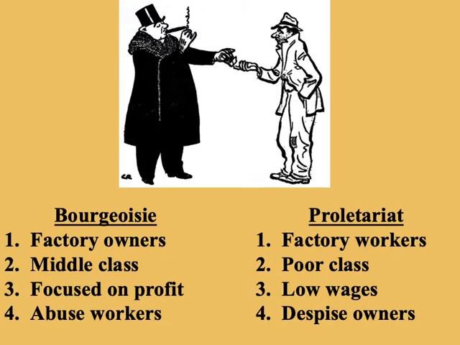The bourgeoisie are, of course, the factory owners, more members of the middle class, not the ancient aristocracy. They're focused on profit, and they have a habit of abusing the workers, according to Marx. The proletariat, these factory workers from the poorer class, live on low wages and despise their owners. So the big 3 points of contention between labor and management, between the proletariat and the bourgeoisie, are wages, hours, and conditions, with the proletariat, of course, seeking higher wages, better working conditions, and fewer working hours.